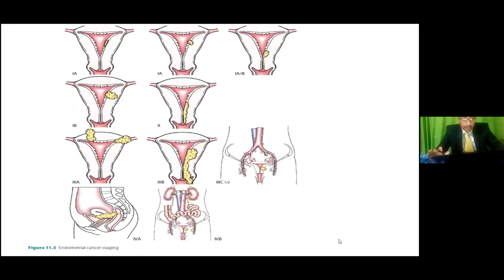And the 4A, you can see if it is involving either the bladder or the rectum, it is taken as 4A, or if both are invaded, we can take it as 4A. 4B is whenever there is distant spread either to the abdominal organs, the lungs or the bones.